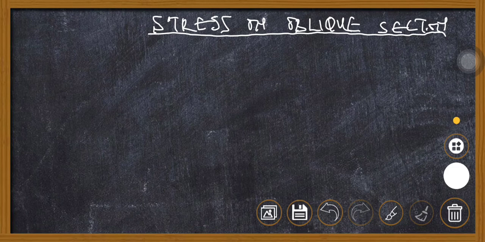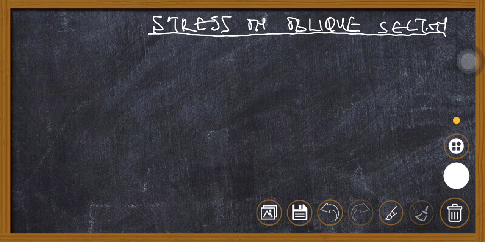In today's video, we want to take a look at another topic in strength of material. The topic we are going to be taking a look at today will be under stress transformation. The first thing that we'll be looking at under the stress transformation will be stress on oblique section. There are two cases to be considered when we are to determine the stress on oblique section.